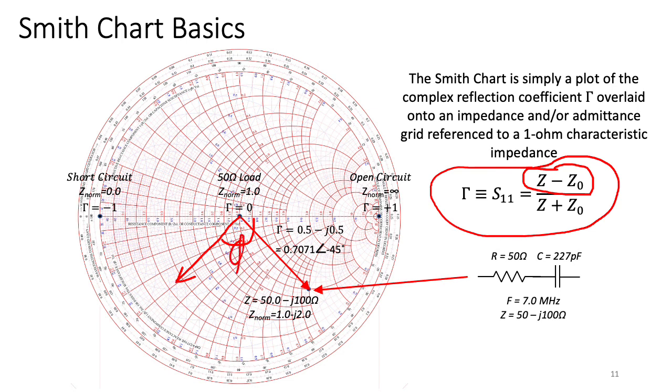So for example, if I have an impedance of 50 ohms in series with 227 picofarads, at 7 megahertz, this corresponds to an impedance of 50 minus j100 ohms. Normalizing this by dividing by the characteristic impedance, in this case 50 ohms, I get a value of 1 minus j2, and that corresponds to this location on the Smith chart. So from that location, I can determine what the angle is, what its magnitude is, and from that information, I can get things like standing wave ratio, etc.